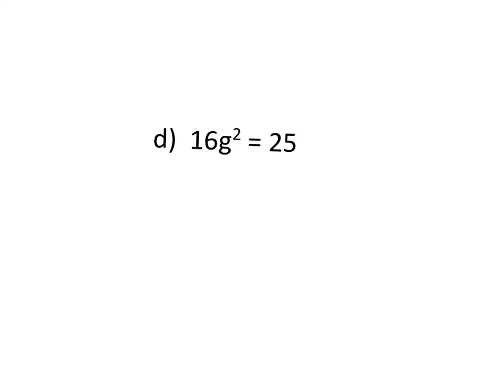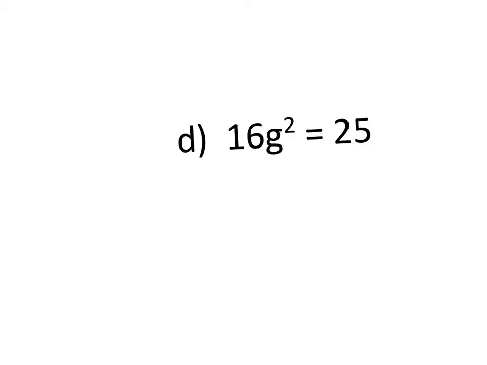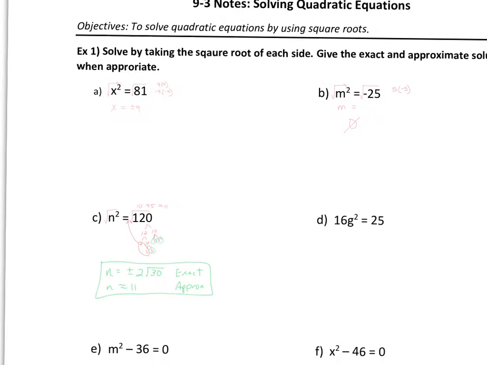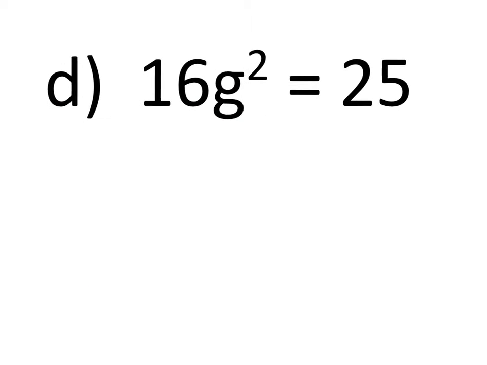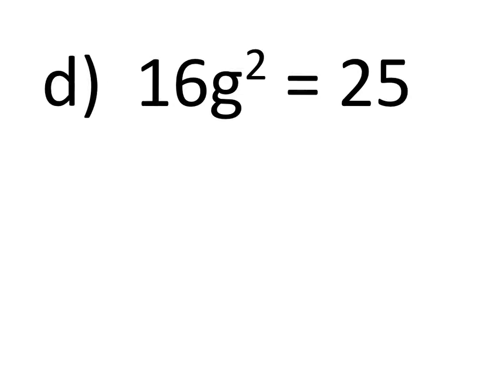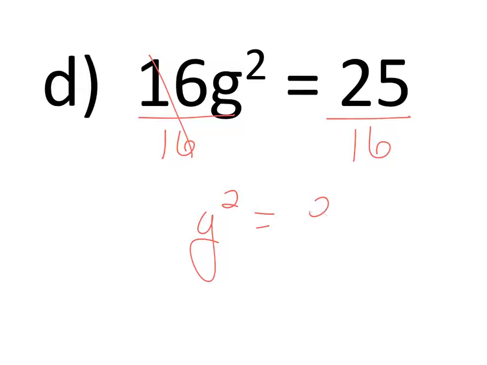All right, so now on this one, this is a little different than all the other ones we've been doing, because here it's just been x squared, m squared, n squared. The variable's pretty much been isolated with the exception of the squared. On this one, your variable's not isolated, but we're going to isolate it and just solve it like we'd be solving an equation. So I'm going to divide both sides by 16. I'm always going to be isolating that g squared. So I get g squared equals, and I'm just going to leave it as 25/16 for right now.